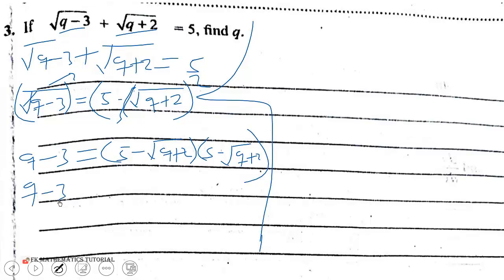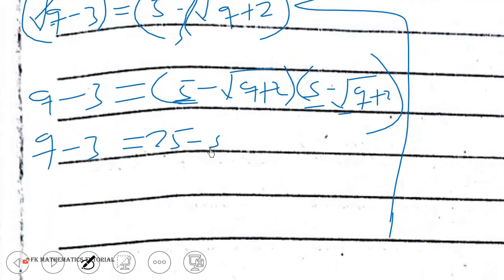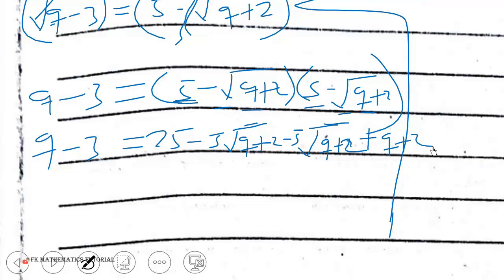The trouble is now on the right hand side. This time this will be 25. This time this will be minus 5 square root of q plus 2. Then another minus 5 square root of q plus 2. Then this and this will give you plus q plus 2. So q minus 3 equals 25 minus 10 square root of q plus 2 plus q plus 2.